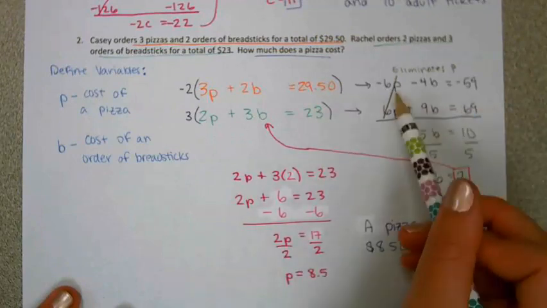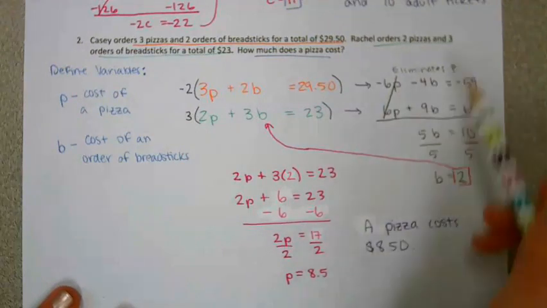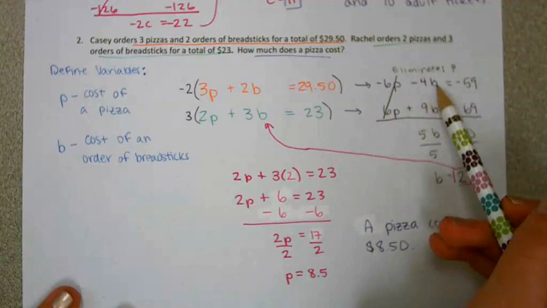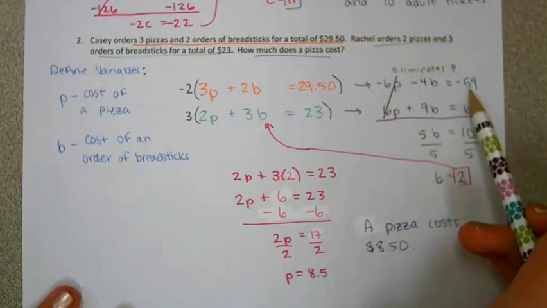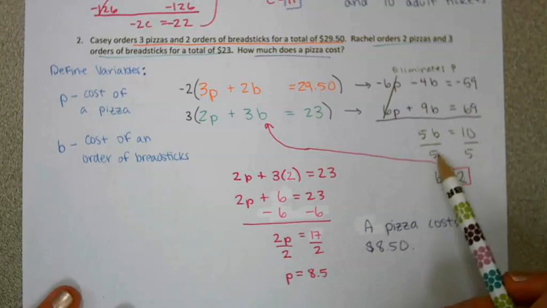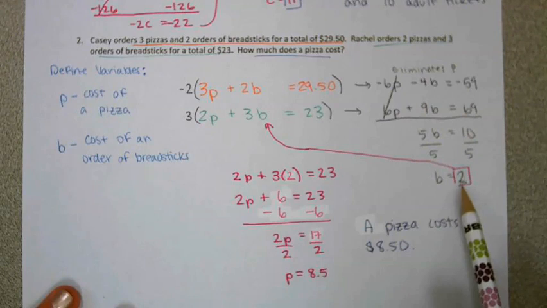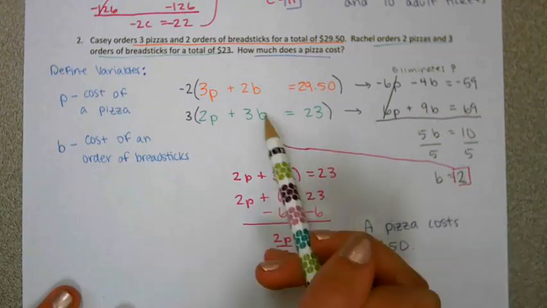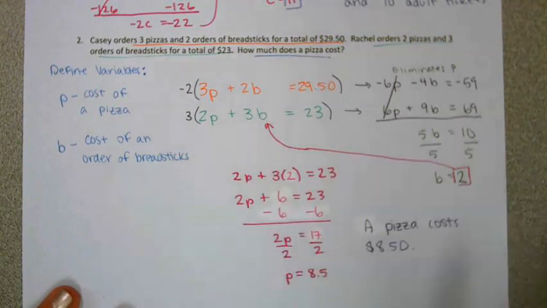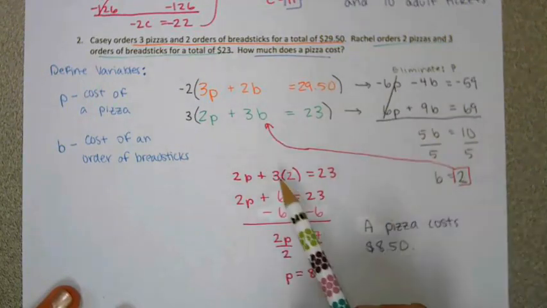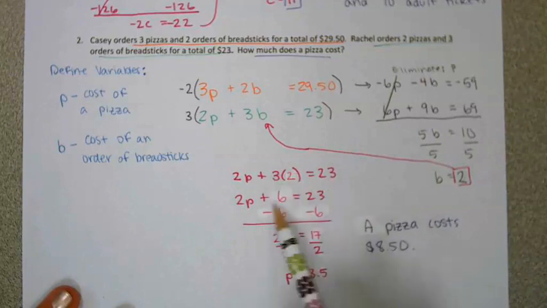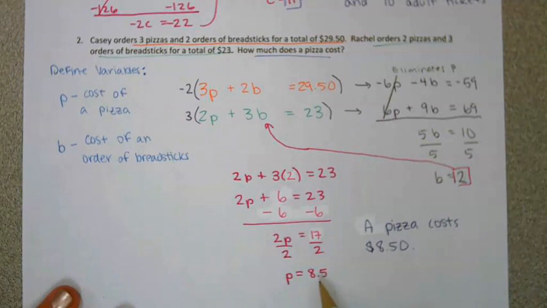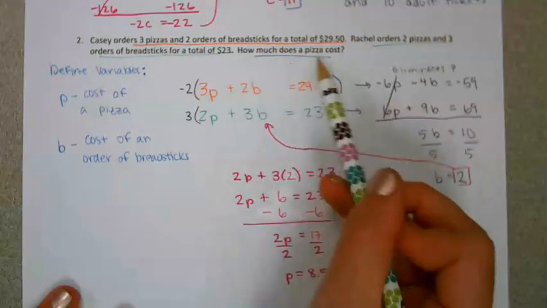And from there, I eliminated the P and combined both equations. So with the B's, -4B plus 9B is 5B. -59 plus 69 is 10. Divide both sides by 5 to get the B by itself, so B is 2. So that means our cost of a breadstick is $2. And I'm going to take this and put it back into one of the equations. Doesn't matter which one, I just chose the second one. Put it back in, substituted it in for B, solved the equation, and I got that P was equal to 8.5. That really means a pizza costs $8.50, which answers the question, how much does a pizza cost?